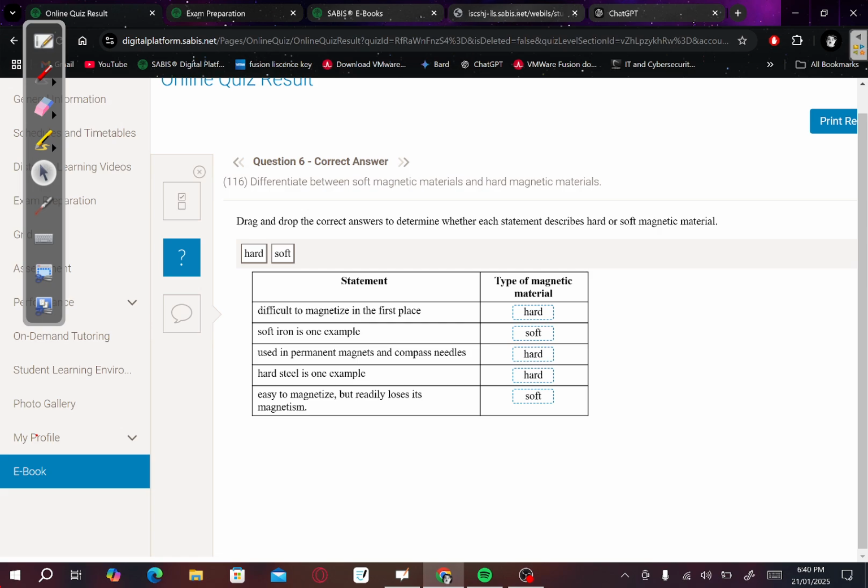However, a soft magnet loses its magnetism really easily. Just how easy it was to magnetize, it is that easy to lose its magnetism. So if it's easy to magnetize, it's easy to lose its magnetism. And if it's hard to magnetize, it's going to be really difficult to lose its magnetism. And this is why hard magnetic materials are considered permanent magnets.